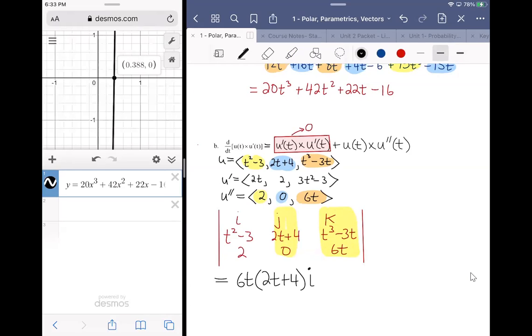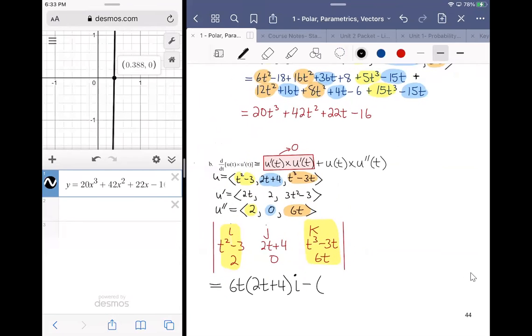Minus, now I want my j component. So everything except for the j stuff. Diagonal down minus diagonal up is going to be a little bit more involved, for lack of a better term. So we're looking at 6t times t squared minus 2. I said 2t. I meant to say t squared. I was writing t squared and I erased it because I thought I actually wrote what I said. Oh, yeah. Minus 2 times t cubed minus 3t.